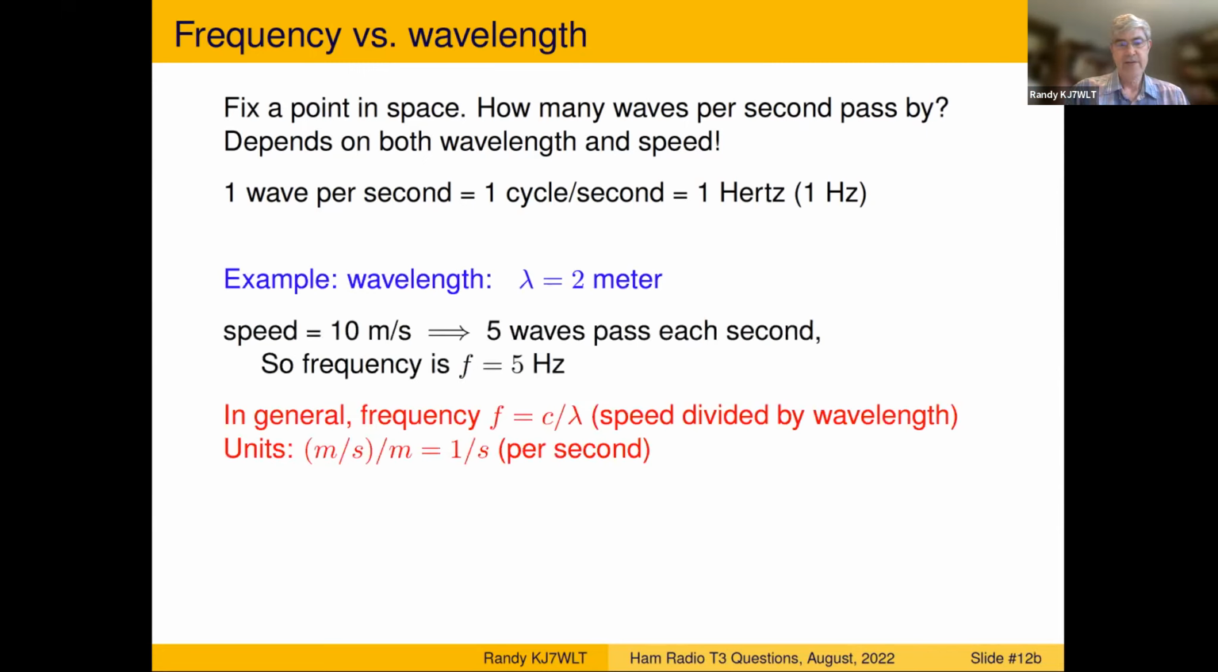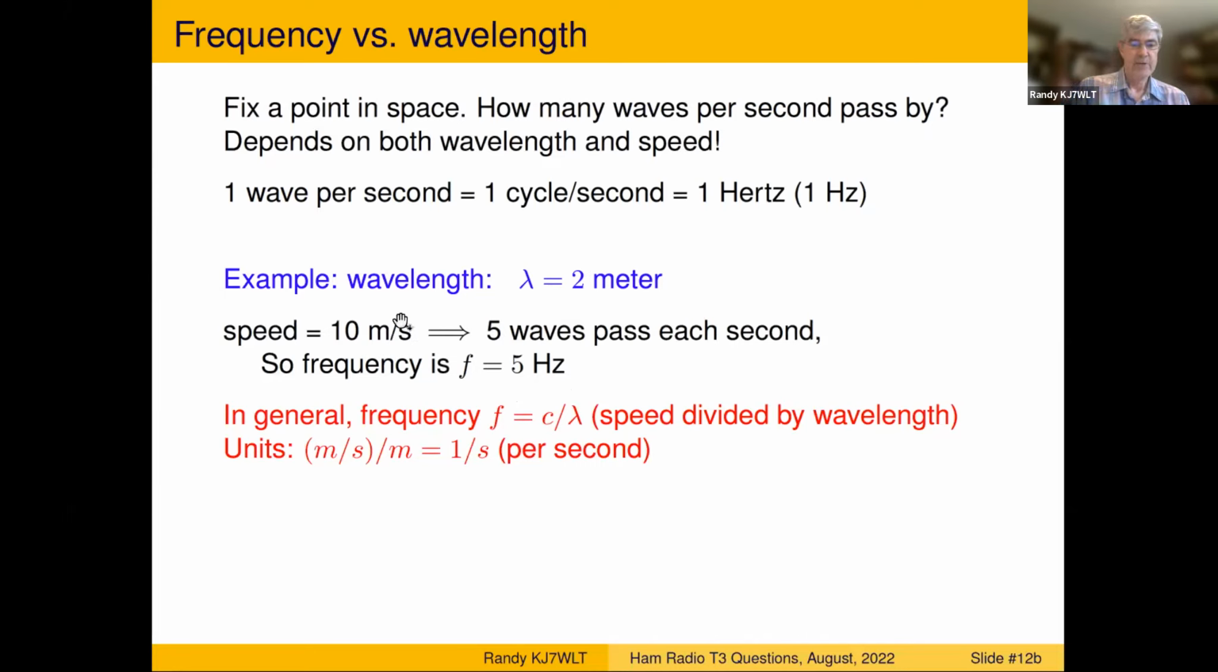So let's focus, for example, on a 2-meter wave. And suppose the wavelength is 2 meters. And we'll look at different speeds and see what effect that has on the frequency. So if we had a 2-meter wave that was maybe a water wave moving at 10 meters per second, then 5 of those waves would pass by each second, 10 divided by 2. In 10 seconds, we see 5 waves pass by. And so we would say the frequency is 5 hertz. Hertz just means waves per second or cycles per second.